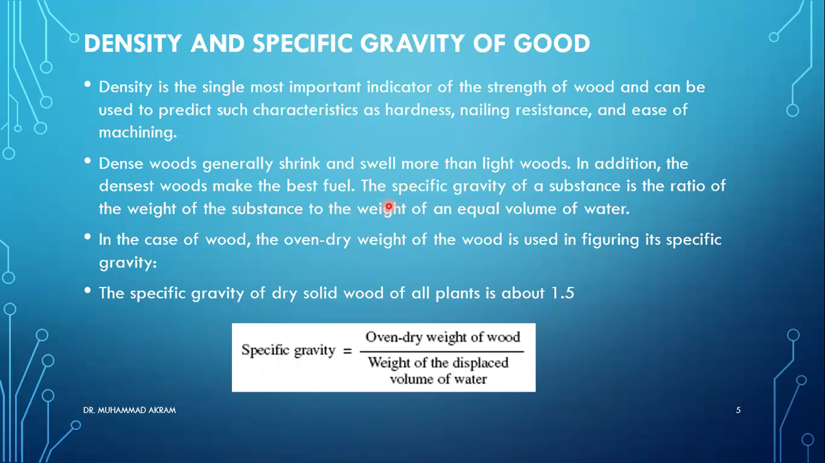The specific gravity of the dry solid wood of all plants is about 1.5. The specific gravity can be calculated on the basis of the oven dry weight of the wood over the weight of the displaced volume of the wood. Displaced volume of the wood means the weight is directly calculated when trees are cut down.